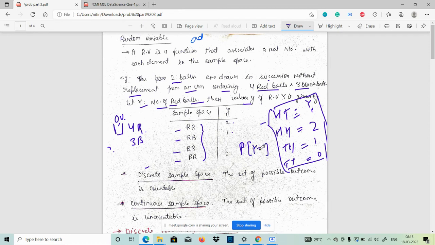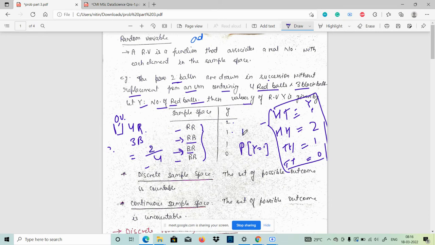So y is equal to 1 means there is only one red ball, and obviously this corresponds to these two events, these 2 points in the sample space, which are rb and br. In that case, we know that the size of our sample space is 4, and we have just two sample points in that particular event. So this will be 2 by 4.